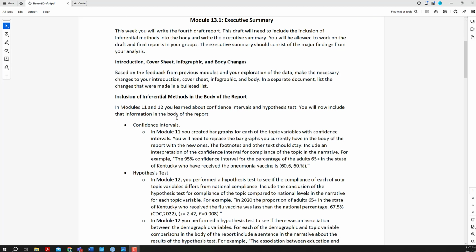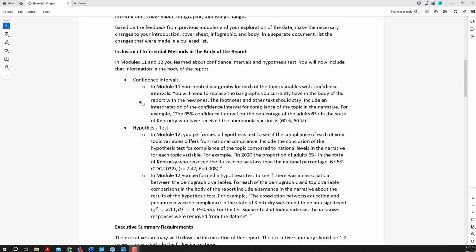So after that, you're going to include some of the inferential methods into the body of the report. And so if you remember, the body of the report is what you previously worked on in draft 2. In the body of the report, you looked at the demographic variables univariately or by themselves. You then looked at the topic variables, and then you looked at the comparison between the two. And so you're going to add in some of those inferential methods to the univariate analysis of the topic variable and in the comparison of the topic to the demographic variables.